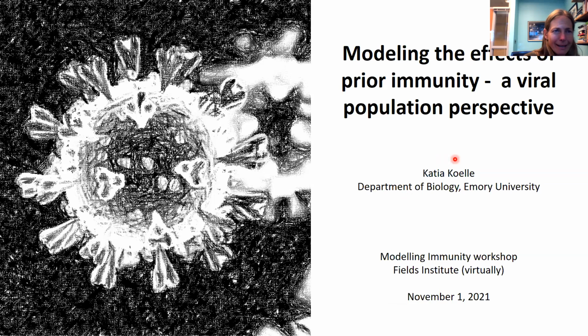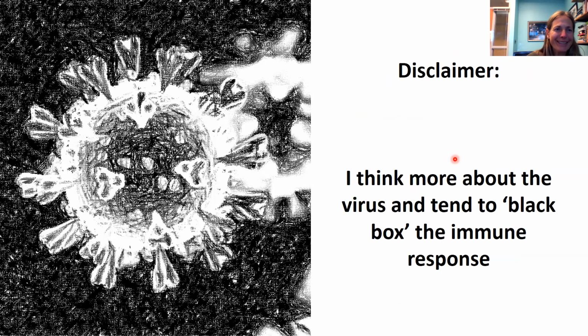What I'd like to talk about is SARS-CoV-2 and modeling the effects of prior immunity using a viral population perspective. And you'll see where that comes from. But I want to start off with a little bit of a disclaimer. I think much more about the virus, its evolutionary dynamics, its population dynamics, and so forth, and tend to black box the immune response. I was excited to be invited to this workshop mainly to learn from you about where some of what I'm thinking is going wrong, basically.